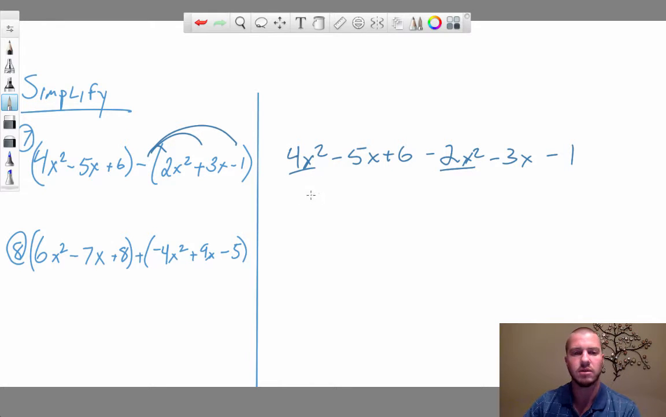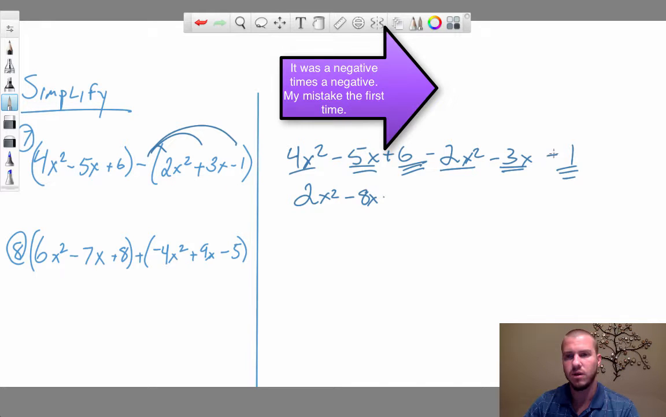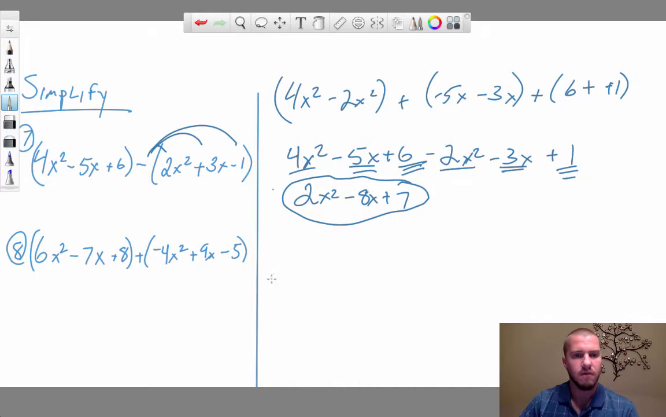4x squared minus 2x squared becomes 2x squared. Negative 5x, negative 3x becomes negative 8x. And then positive 6. And this actually becomes a plus 1. So that's going to be positive 7. For this next one, it's just combining like terms. It's a plus, same thing. 6x squared minus 4x squared becomes 2x squared. Negative 7x, positive 9x becomes positive 2x. And positive 8, negative 5 becomes positive 3.